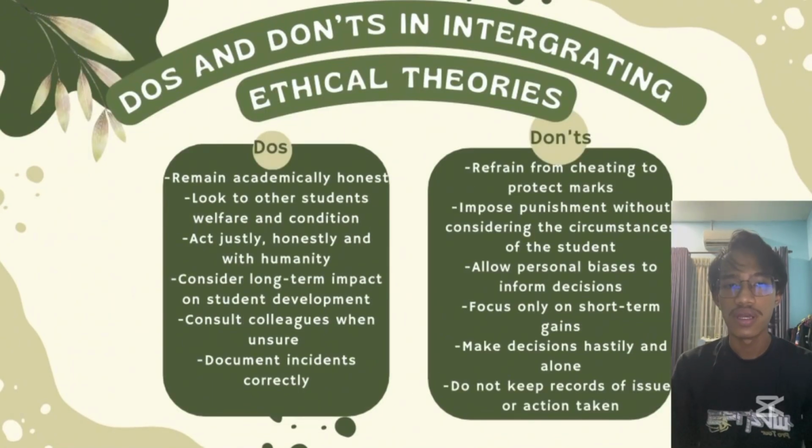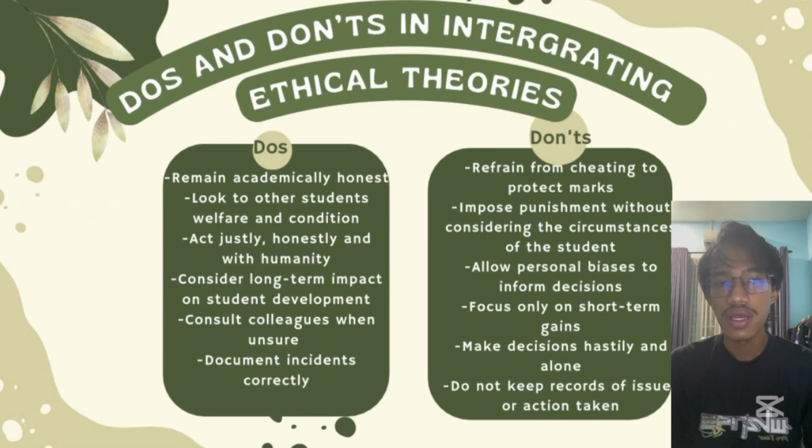Do's and don'ts in integrating ethical theory. Do's. First, remain academically honest. Second, look to the student's welfare and condition. Third, act justly, honestly, and with humanity. Fourth, consider the long-term impact on student development. Fifth, consult colleagues when unsure. And sixth, document the incident correctly.